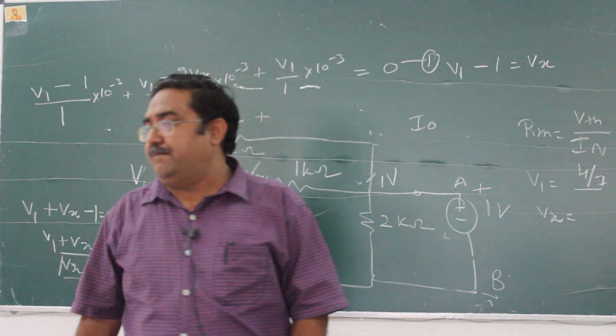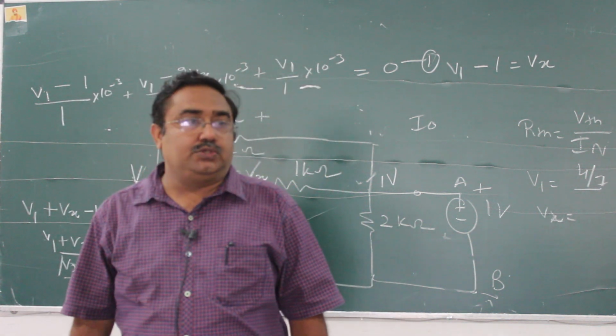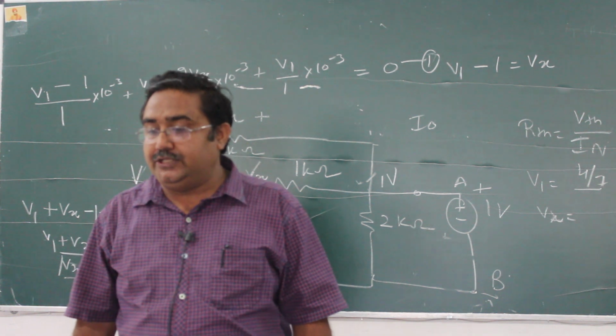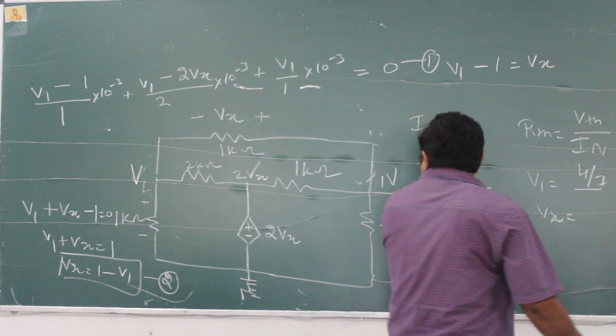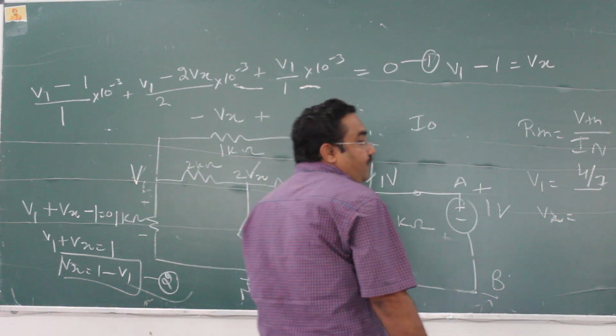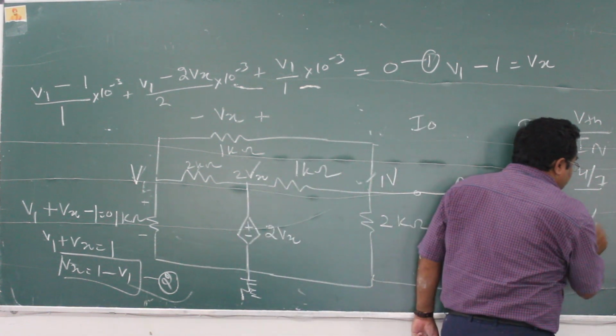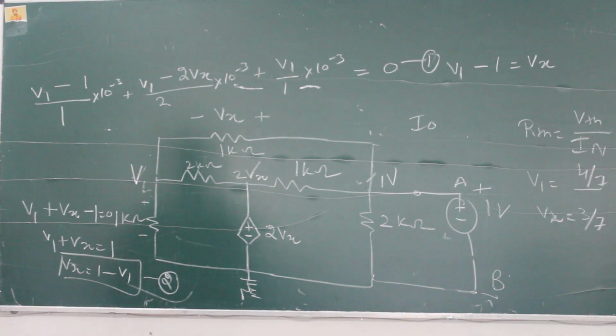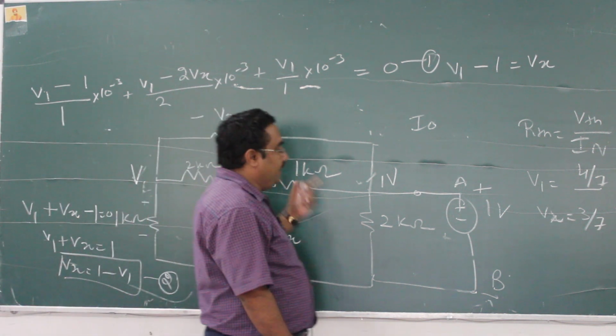Improve your arithmetic portion in order to grasp the fundamentals of circuit theory. Else you are in danger. So definitely Vx will become how much? 1 minus 4 by 7, that is 3 by 7 volt. Is there any problem so far? Now we come to know about the two voltages V1 and Vx.